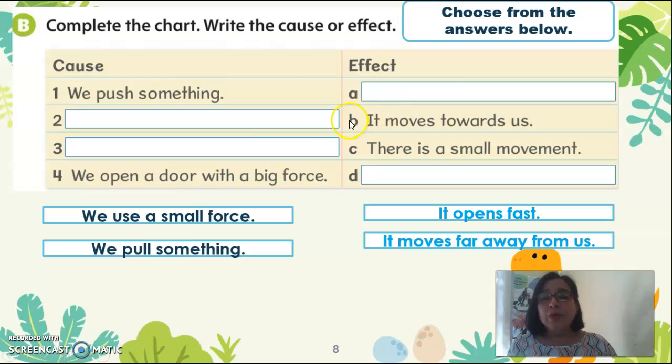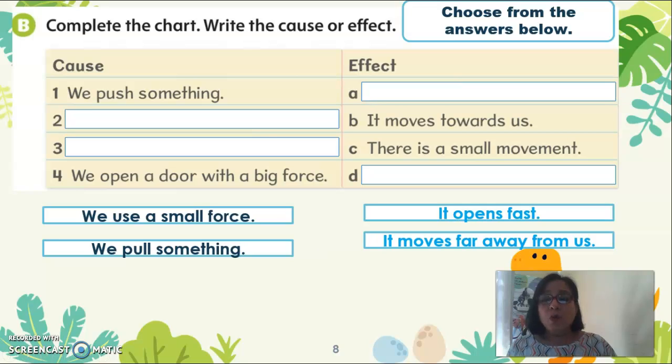Okay? Number 2, we don't have a cause, but we have an effect. It says, it moves towards us. We use a small force or when we pull something? Yes, when we pull something, it moves toward us. Okay? Number 3, there is no cause, but we have an effect. There is a small movement. When there is a small movement? When we use a small force. Okay, so when we use a small force, there is a small movement.